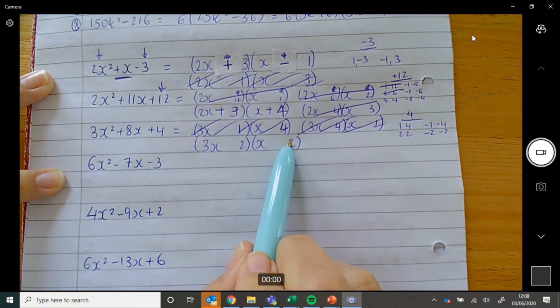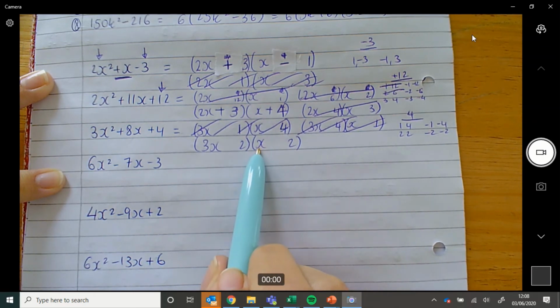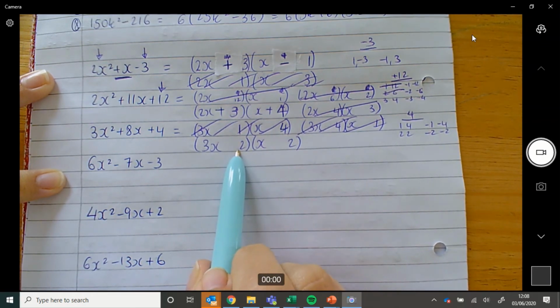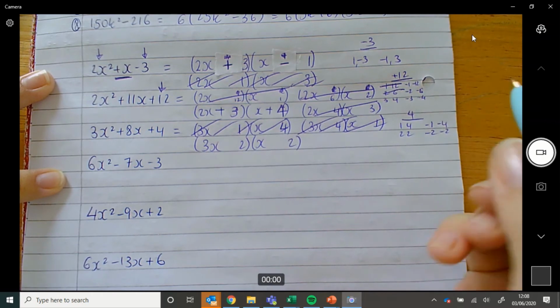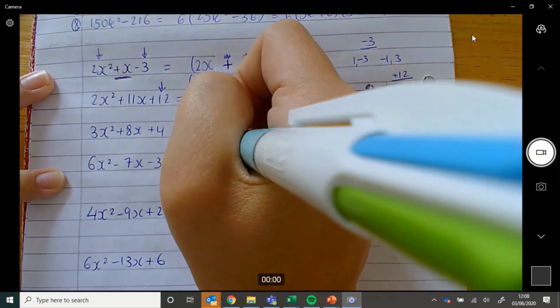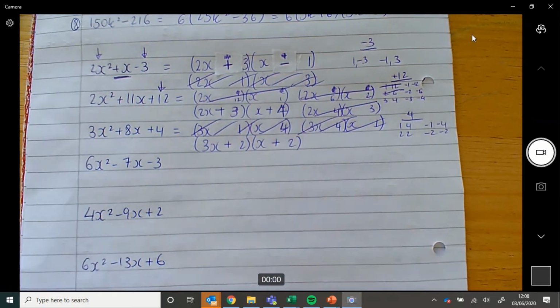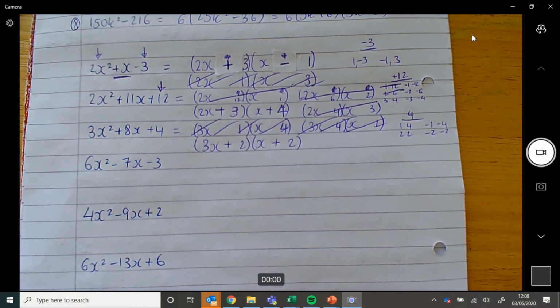3 times 2 gives me 6, x times 2 gives me 2x, so 6x and 2x, that can make 8x. Again, because it's a positive 8x, I know that it must be the positive way around. So again, we put the numbers in the correct position first, and then we think about what symbols need to go in afterwards. If you have any questions at this point, please do stop and ask me. Otherwise, I am going to continue with the slightly more tricky versions.